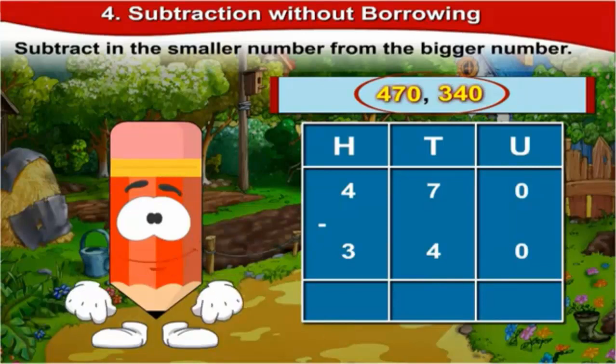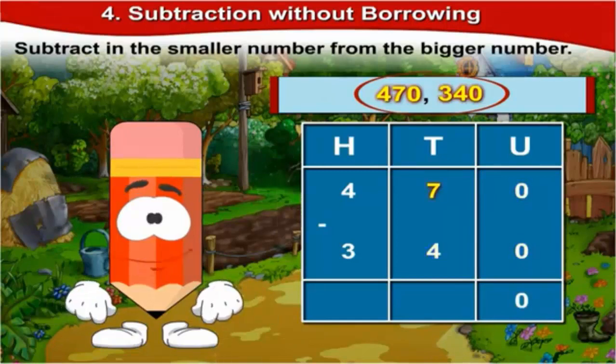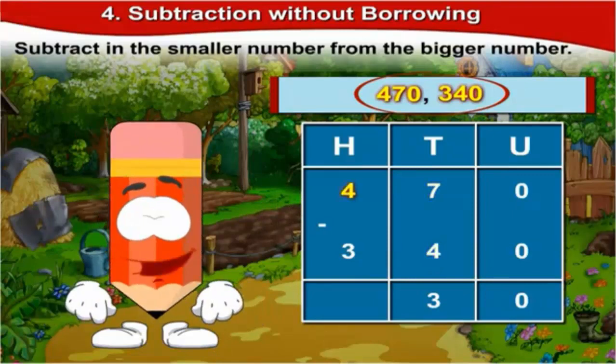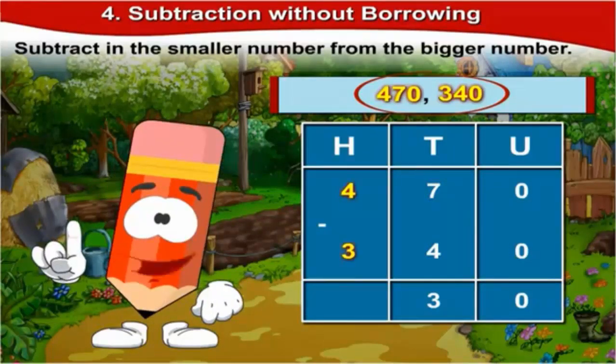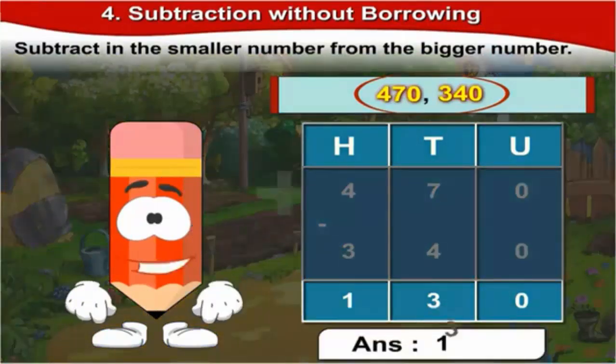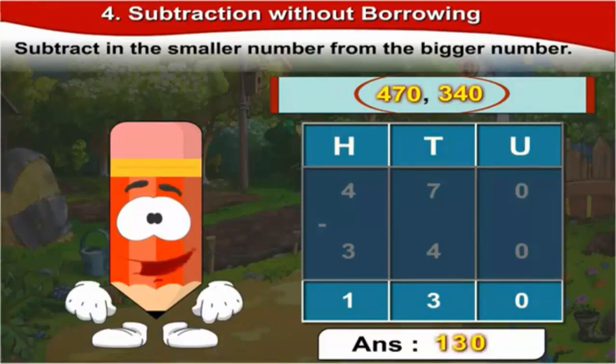In the units column, 0 minus 0 is 0. In the tens column, 7 tens minus 4 tens is 3 tens. In the hundreds column, 4 hundreds minus 3 hundreds is 1 hundred. So it is 1 hundred, 3 tens, 0 units. That means it is 130.